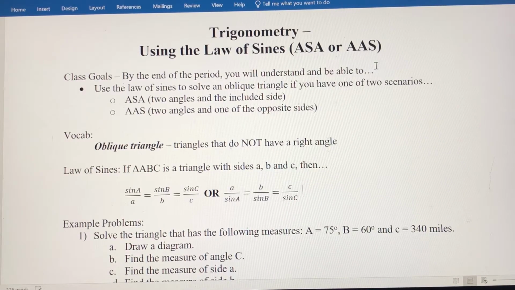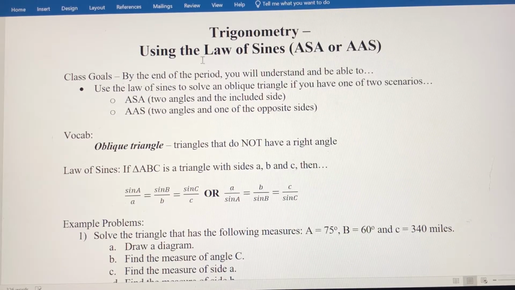This video is on how to use law of sines to solve an oblique triangle. Okay, we're going to define an oblique triangle first. It is a triangle that does not have a right angle. You can use law of sines to solve right triangles. It just doesn't make a lot of sense to do that because there's an easier way.